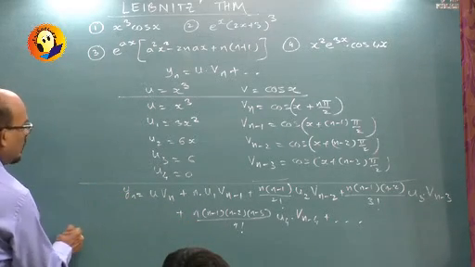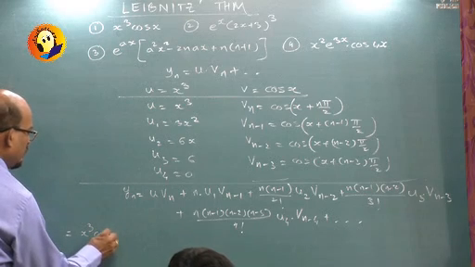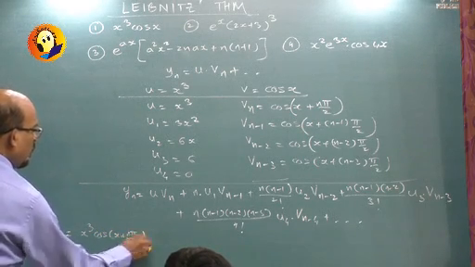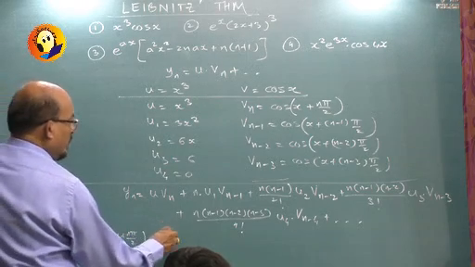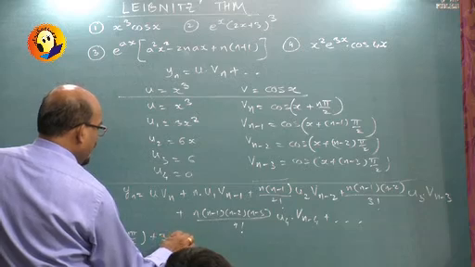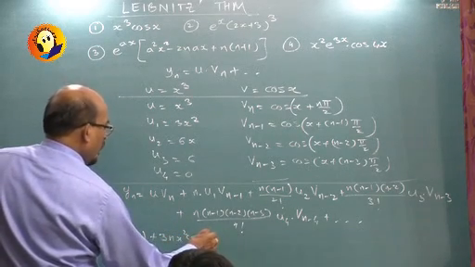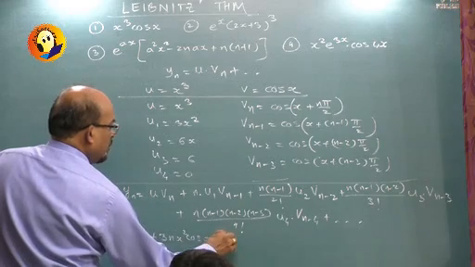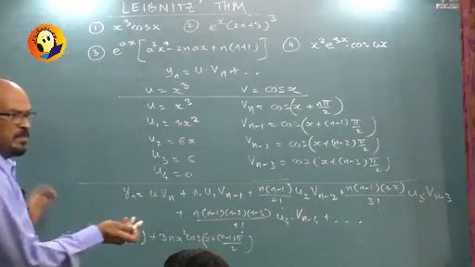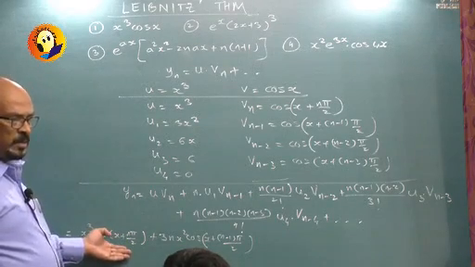Just substitute and you will get the answer as cos cube x, cube cos of (x plus n pi by 2) plus 3n x square cos of (x plus (n minus 1) pi by 2). Of course, we cannot determine what cos of (x plus n pi by 2) is because n is not known. So the answer will remain in these terms.